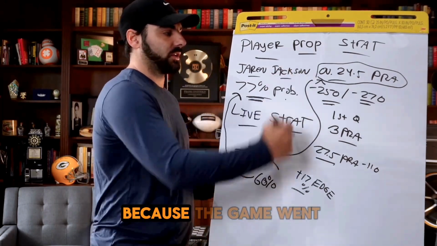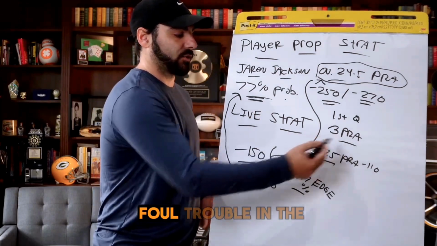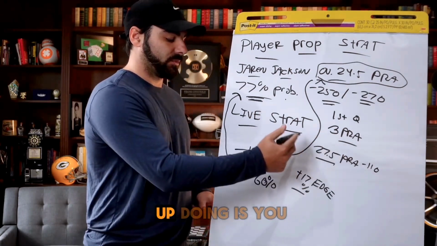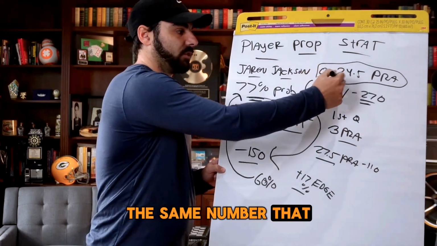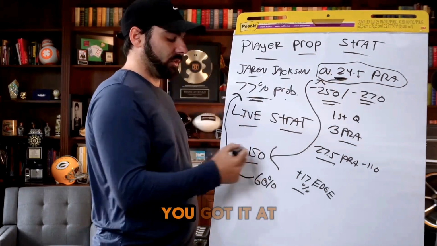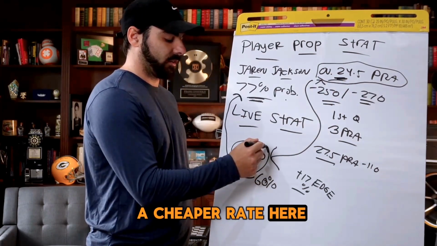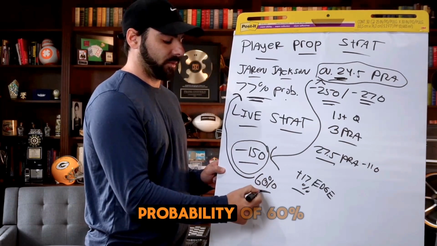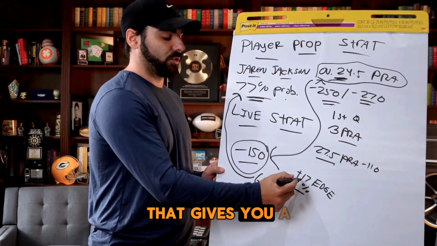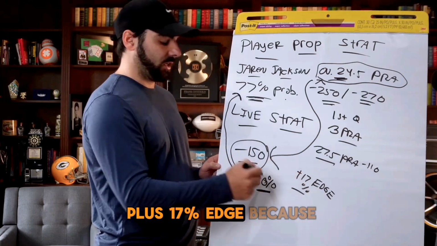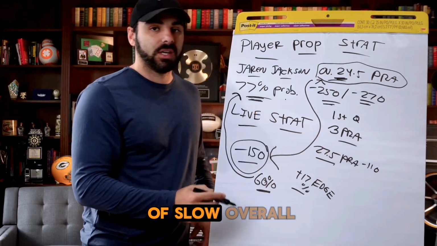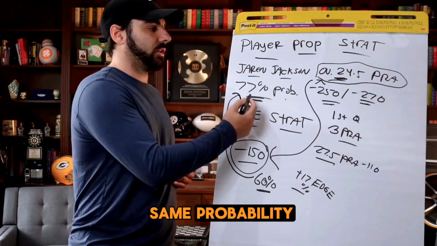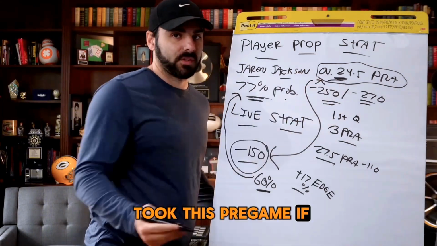You got better odds because the game went live and he got in foul trouble in the first quarter. So what we ended up doing is you go and you bet it live, the same number that you would have gotten pregame, you got it at a cheaper rate here, which gives an implied probability of 60%. That gives you a plus 17% edge, because there's still a 77% probability. Even though he started out the game kind of slow, overall he still has the same probability, because you would have took this pregame if you bet it pregame.